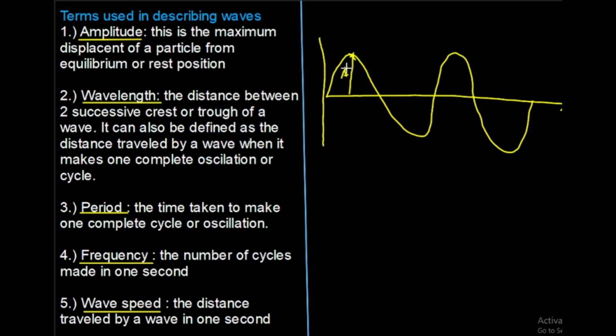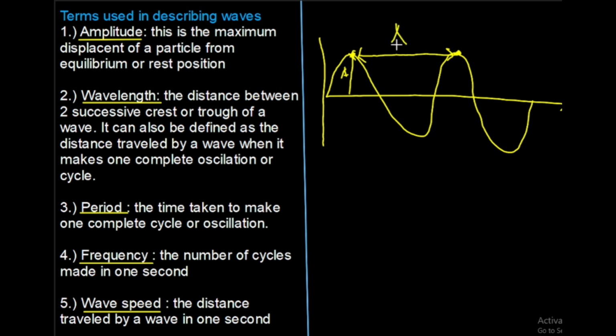Now the wavelength is the distance between two successive crests or troughs of a wave. This is a crest. Do not forget we've talked about crests before: the highest points attained. So this is a crest and this is another crest. The distance between two successive crests, the distance between this crest and this crest, is what we call wavelength.